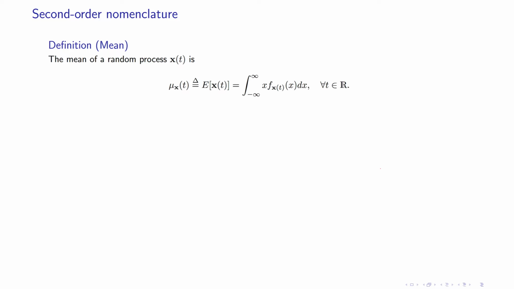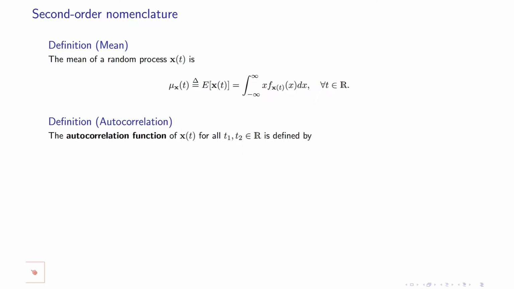In those cases, we describe stochastic processes using second order statistics. So this is why we define the mean of a random process. The mean of a random process is just to take a sample at time t. So this is just a random variable. If time is fixed, this is a random variable. Its expected value, we call it the mean of the random process. So this is called the first order statistic, or the mean.